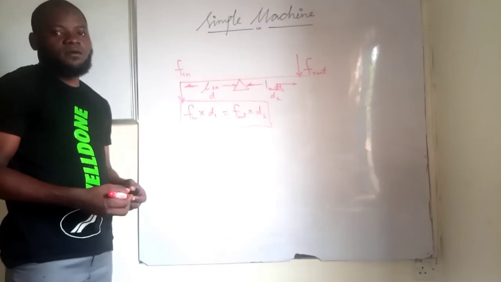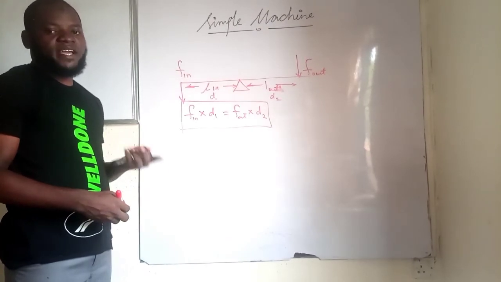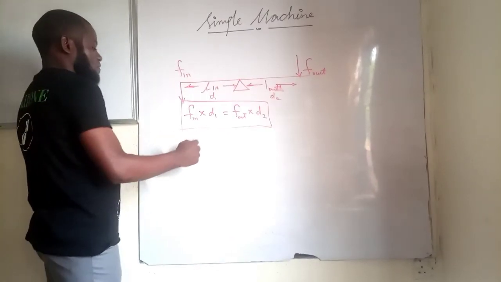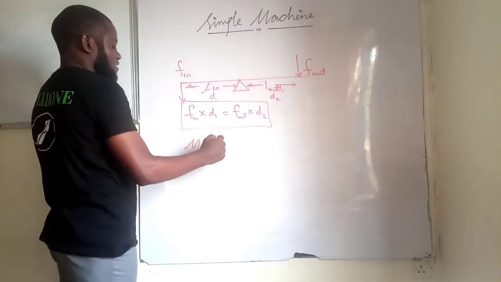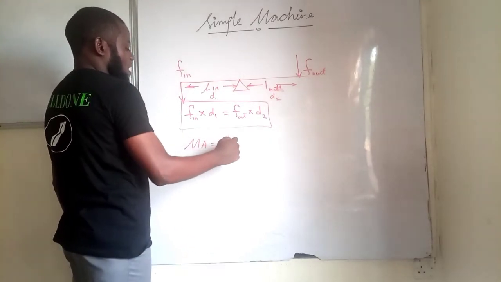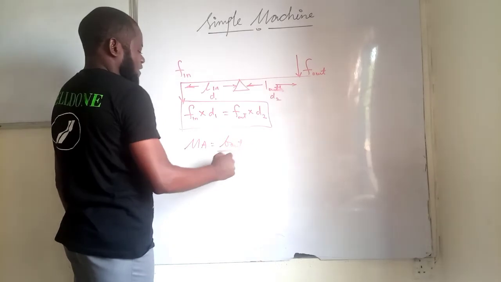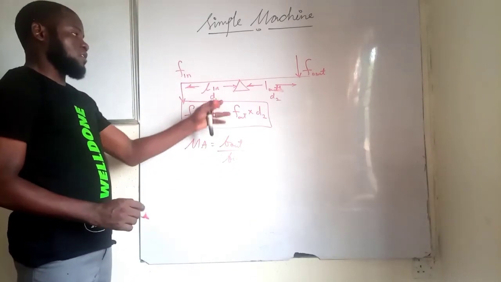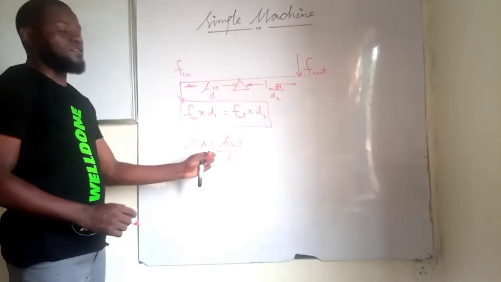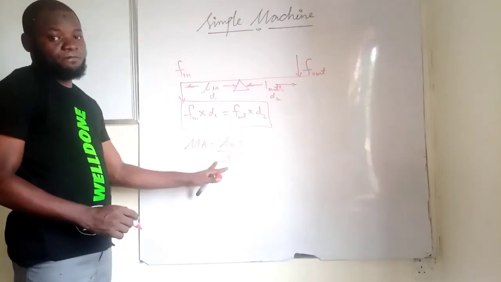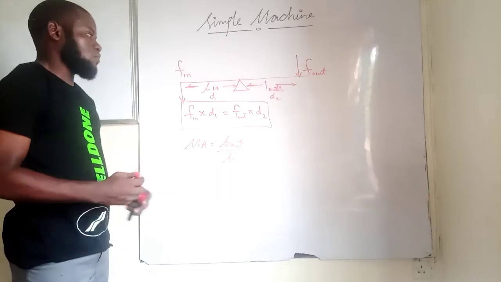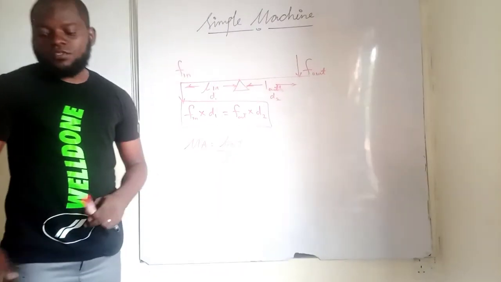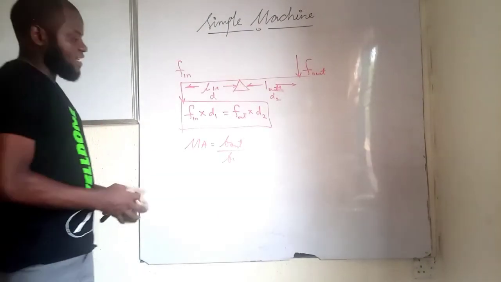And if you remember, when we talked about mechanical advantage, we said mechanical advantage is equal to the first output divided by the first input. So if you're asked to calculate the mechanical advantage of this, you can go by this formula. Are we together now? Cool. So we can go to the next type of machine now, which is the inclined plane.